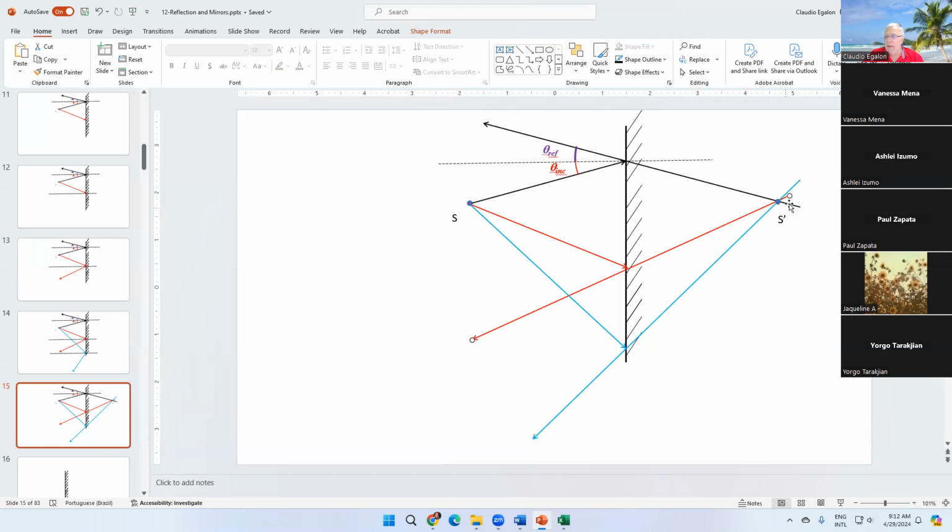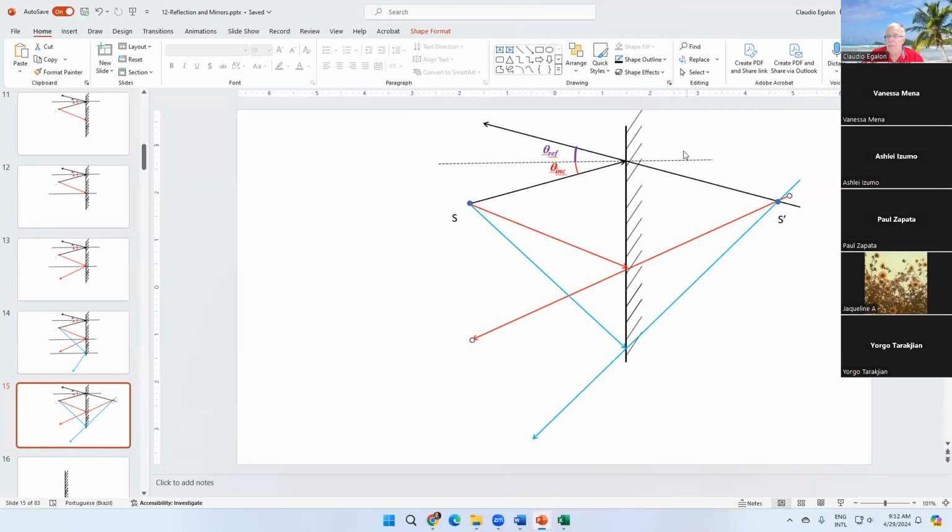The point of intersection of those light rays is going to be the position of the image that I'm labeling as S prime. That's a very nice technique that applies not just for planar mirrors, but also applies to curved mirrors, either convex or concave.